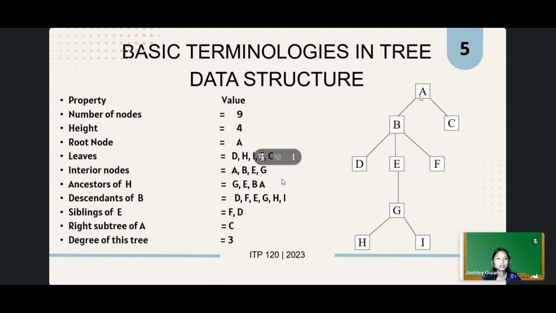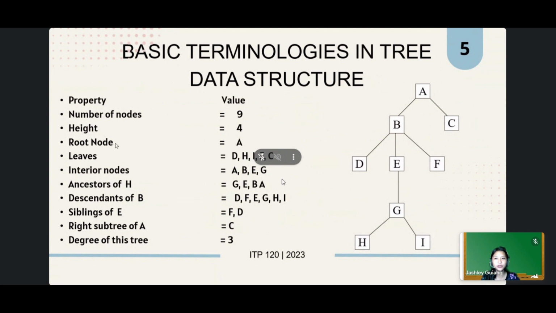So let's count the nodes. We have A, B. So let's count it. 1, 2, 3, 4, 5, 6, 7, 8, 9. So the number of nodes of this specific example is 9. Then we have here the height. We have 1, 2, 3, and 4. That is how you get the height.